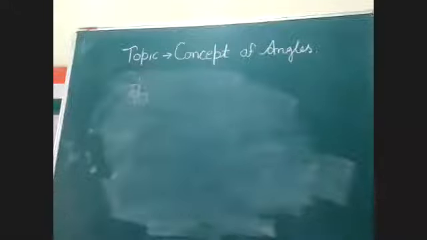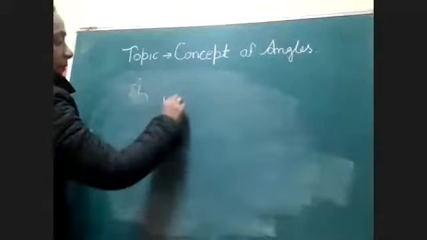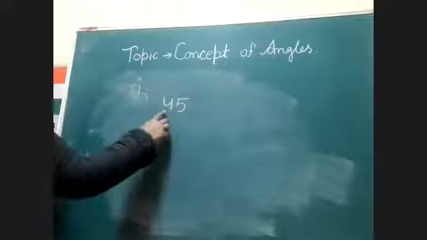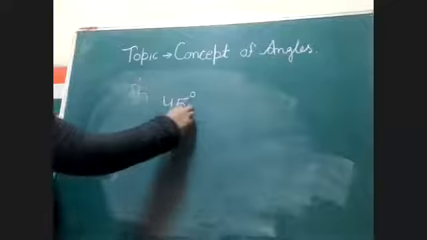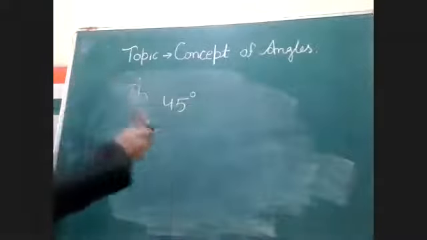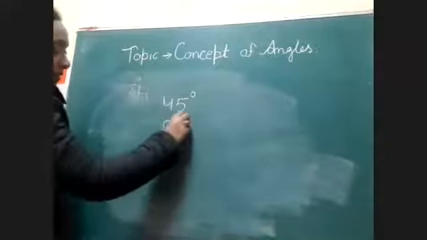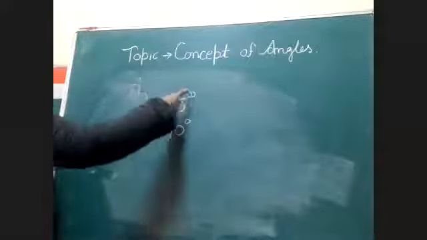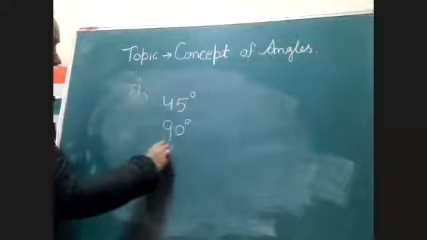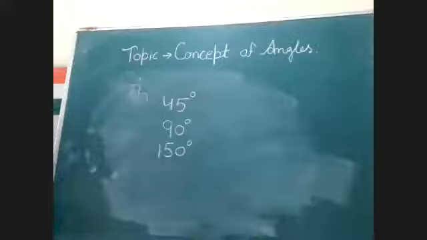Now, of course, if we want to write an angle of 45, we write it as 45 degrees. Now write an angle of 90 degrees, a right angle. So we write 45 degrees, 90 degrees, 150 degrees. So the angles are measured in degrees.